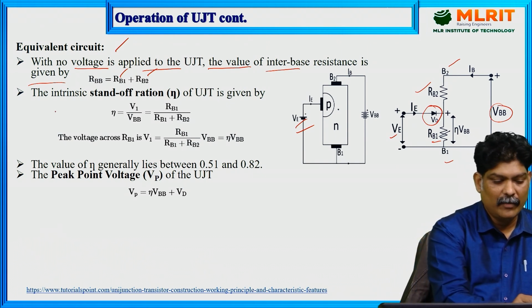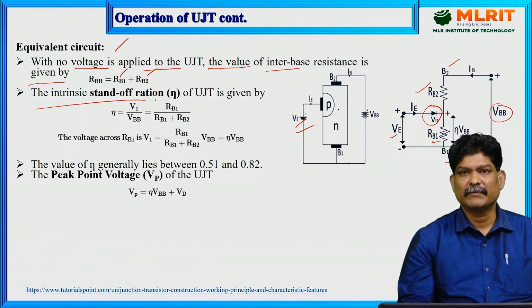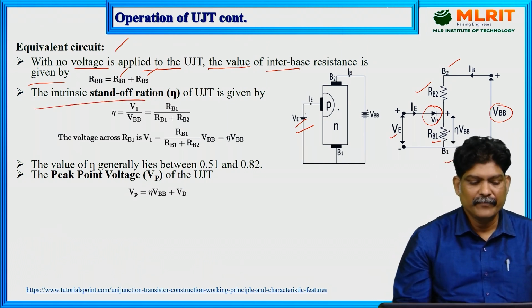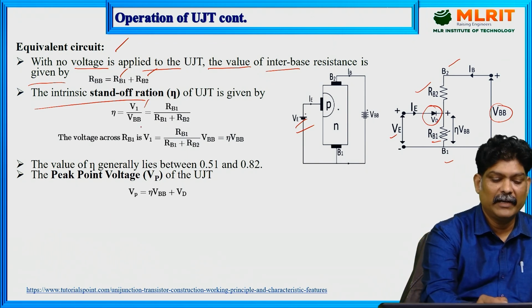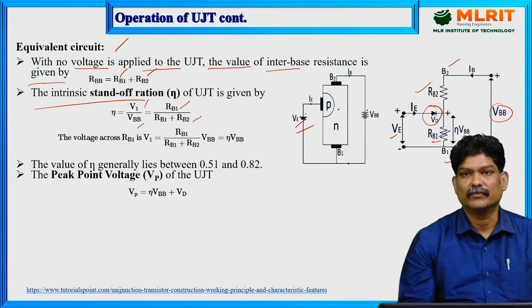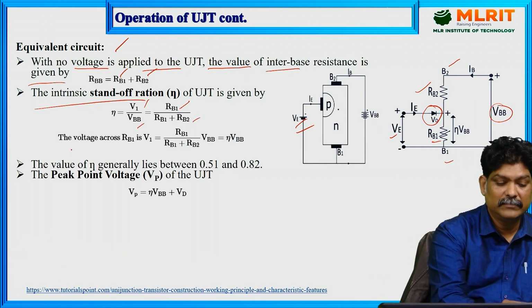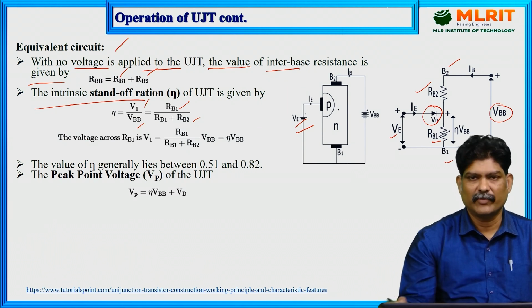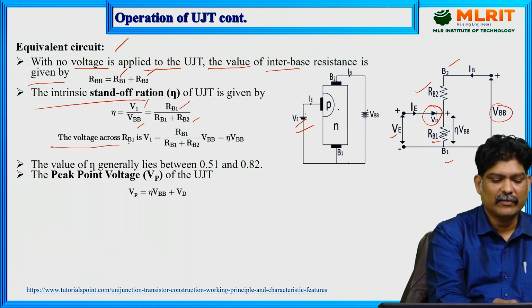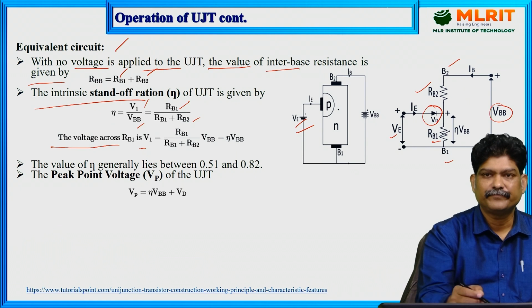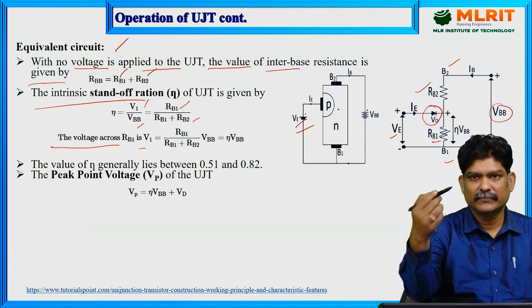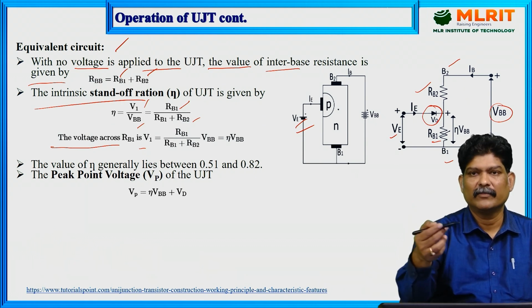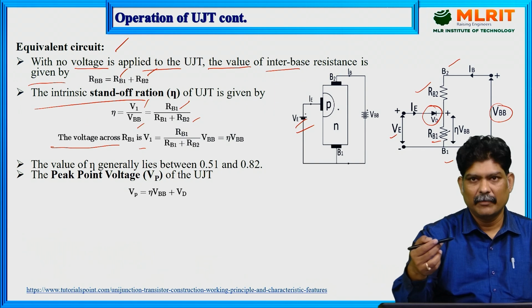Now the intrinsic standoff ratio, which is the performance parameter of the UJT, is given by V1 by VBB. What is it? It is RB1 by RB1 plus RB2. This can be achieved by the voltage divider concept. The voltage across RB1 is given by the input voltage times the resistance across which we have to find the voltage, divided by the total resistance.